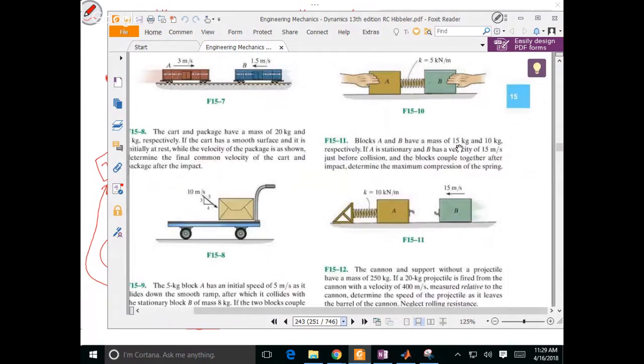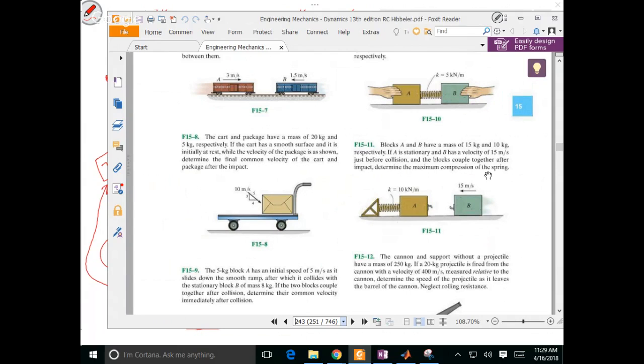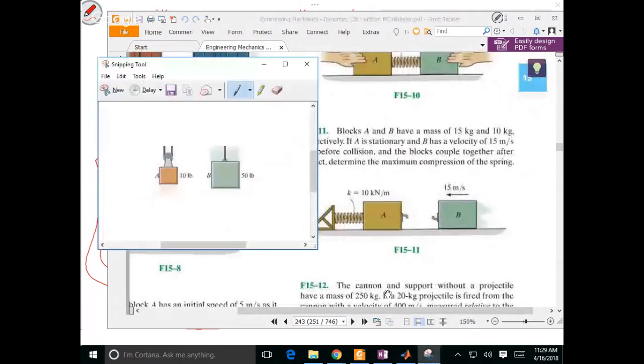Blocks A and B. Let's see. Mass defined is stationary. Okay. And the blocks coupled together after the impact, determine the maximum compression of the spring. Here we go. Good enough. Do that one.